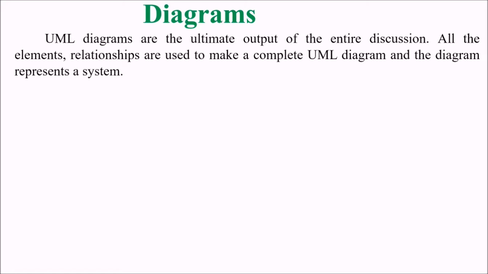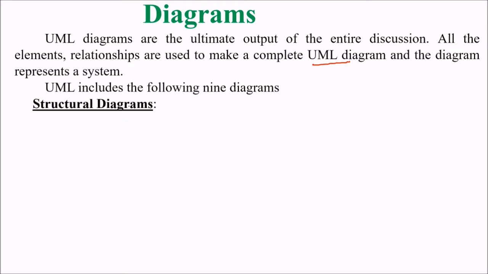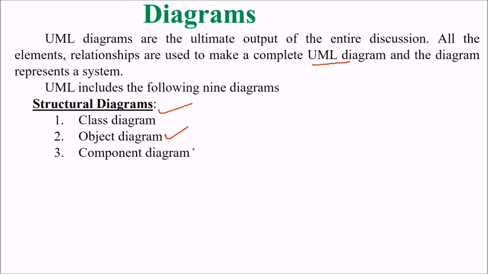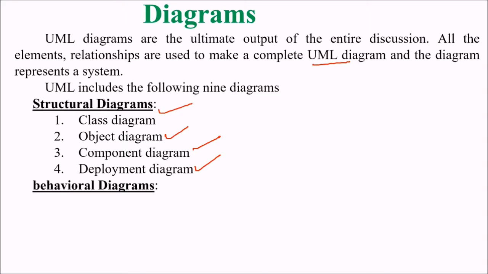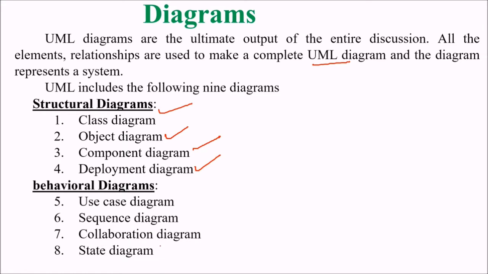Diagrams now. UML diagrams are the ultimate output of the entire discussion. All the element relationships are used to make a complete UML diagram, and the diagram represents the system. UML includes major 9 diagrams. They can be categorized. First we talk about the structural diagrams. So they are class diagrams, object diagrams, component diagrams, deployment diagrams. What about the behavioral diagrams? Means some dynamicity is there. Use case diagram, sequence diagram, collaboration diagram, state diagram, and activity diagram. These are 4 structural diagrams, and these are another 5 behavioral diagrams.